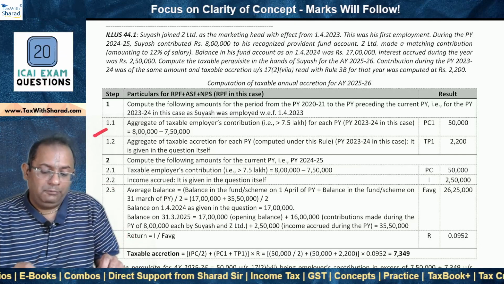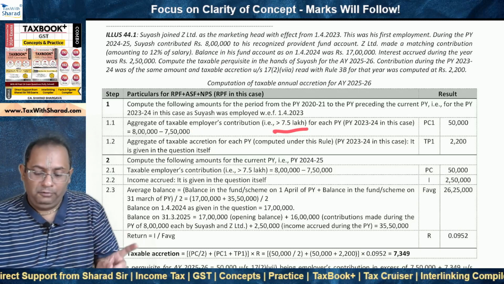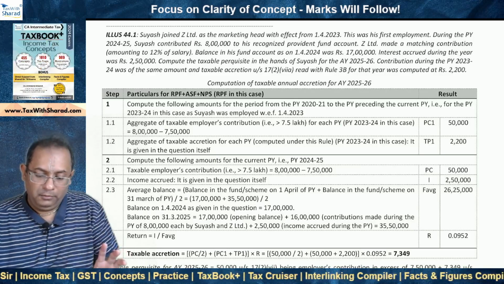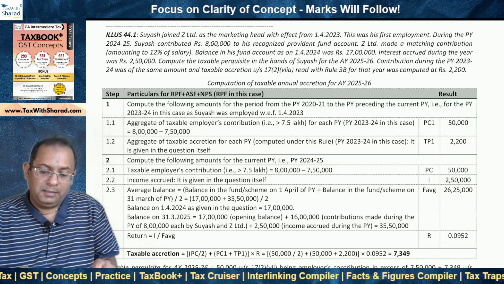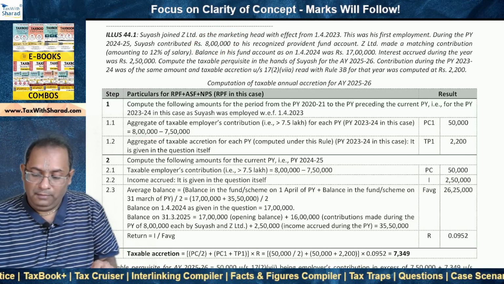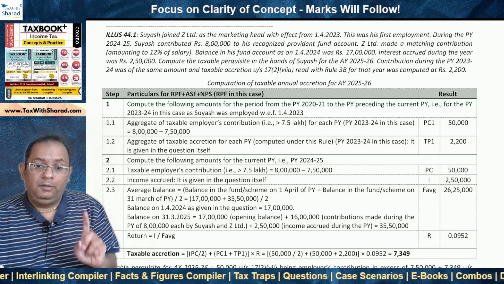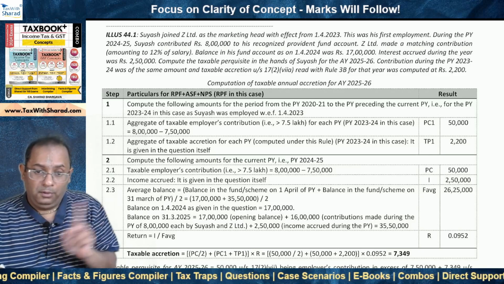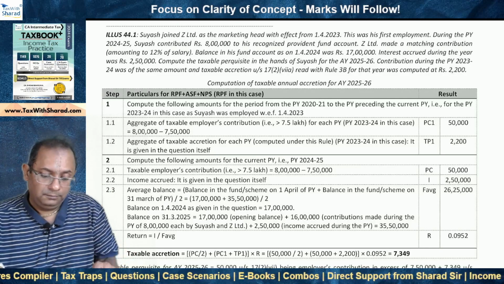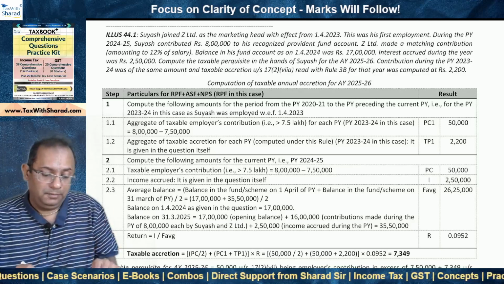And for this period, what we need to compute? Aggregate of taxable employer's contribution, that is exceeding 7.5 lakh for each of the previous years comprised in this period. Here it is only previous year 23-24. And the excess will be what? Excess over 7.5 lakh. 8 lakh is the contribution, so 8 lakh minus 7.5 lakh will be 50,000. Now in this computation, we only need to consider employer's contribution, not the employee's contribution, because we are computing taxability in respect of excess employer's contribution only. So aggregate of taxable employer's contribution, not employee's contribution.